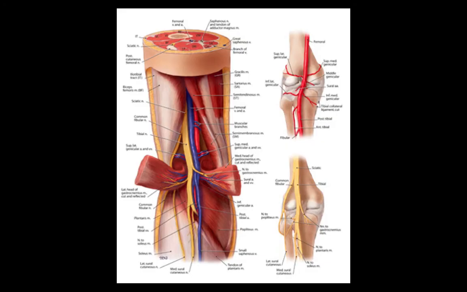So here we've got a posterior view of a left knee, and the two important nerves are the tibial nerve here, which is medial, and the common peroneal. Now, this division of the sciatic nerve is very variable. It can happen as high up as the subgluteal area, or as low down as the posterior crease of the knee.